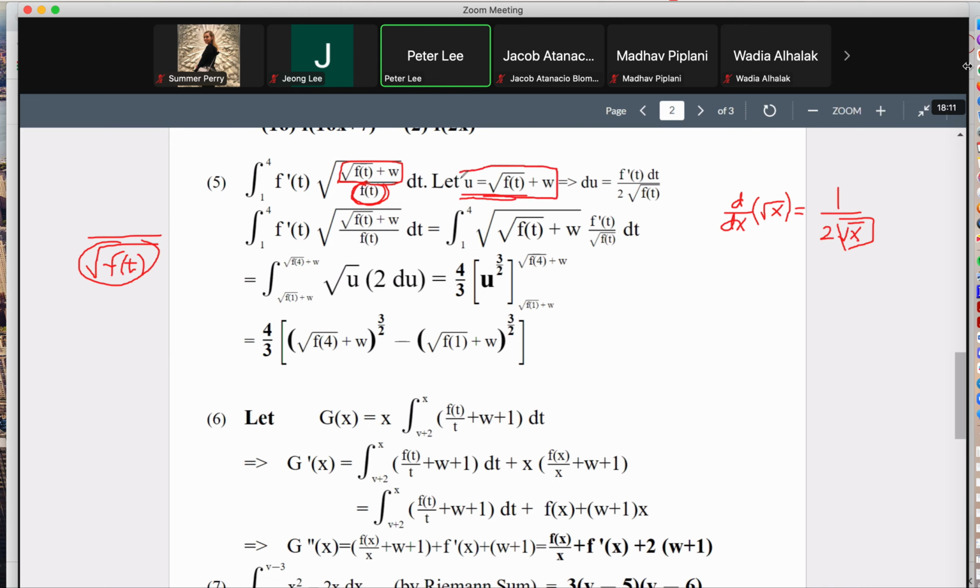And once you make that substitution, then going through all this, you get this, and then you make a substitution. That's it. But it is not really meant to be such a complicated problem.